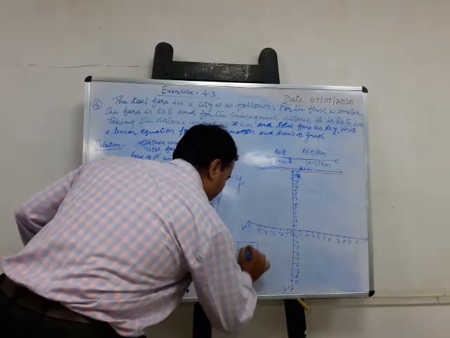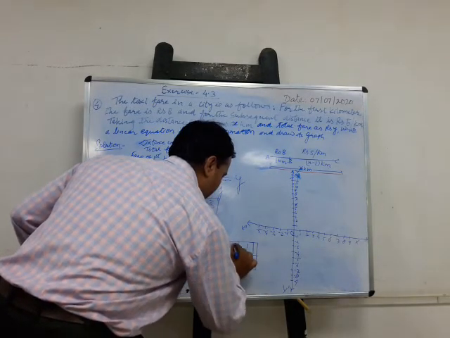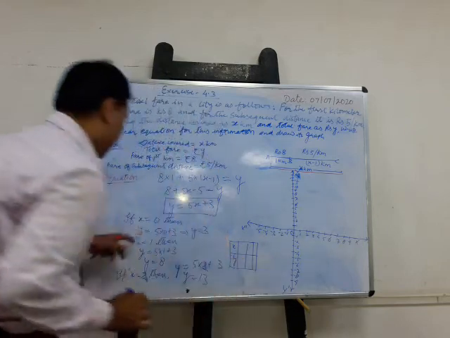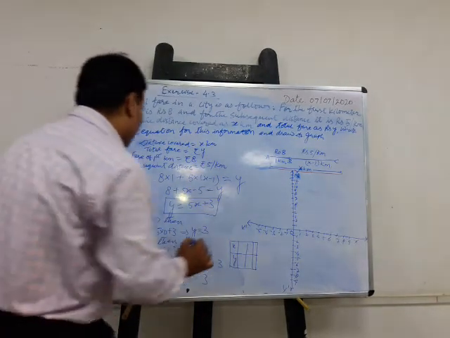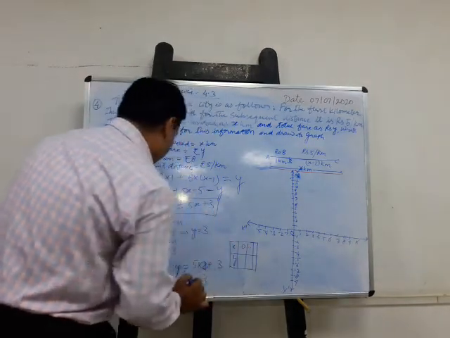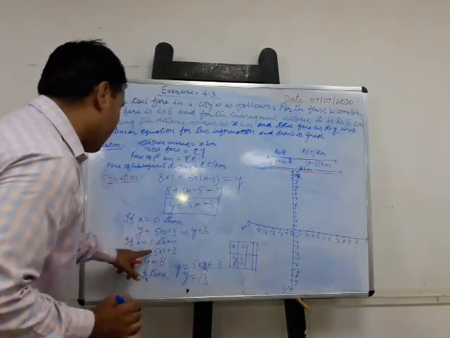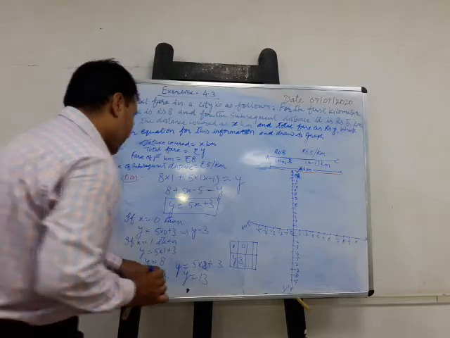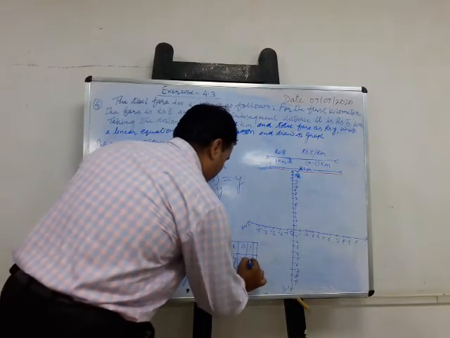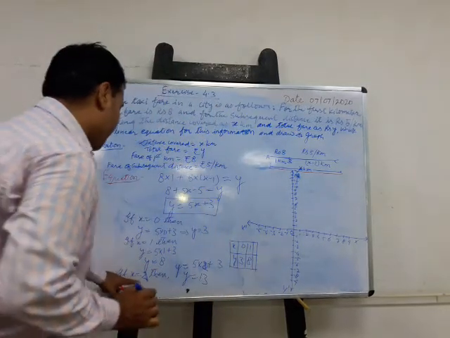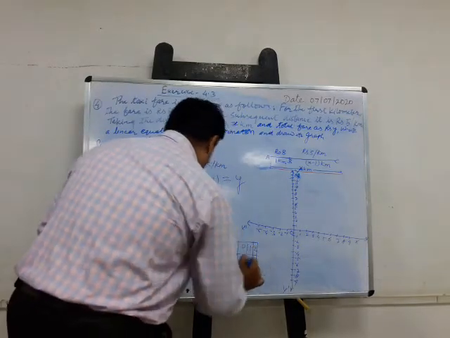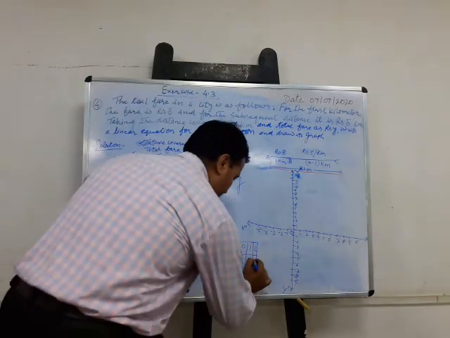We take x and y separately. The value of x you have taken arbitrarily, that is 0, and you got y equal to 3, clear. If you put x equal to 1, then you got y equal to 8, and if you put x equal to 2, then you got y equal to 13.